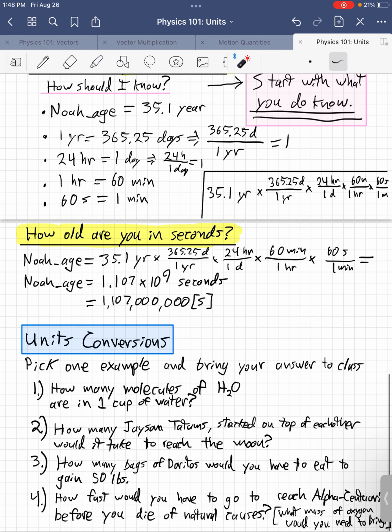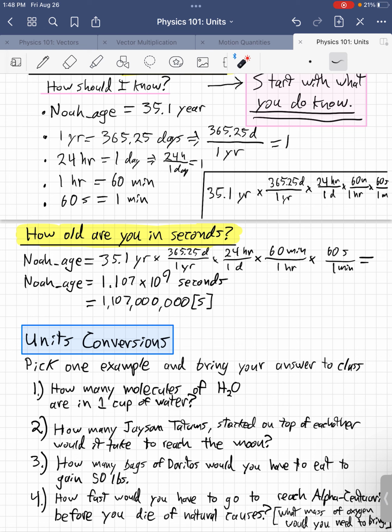I'd be curious to see what your answer is to this question here. How fast would you need to go to reach Alpha Centauri before you die? And then on that journey, what mass of oxygen would you need to bring in order for you to keep breathing the whole time? So that could be a tough calculation, but I bet one of you can do it. I think it'd be really interesting.